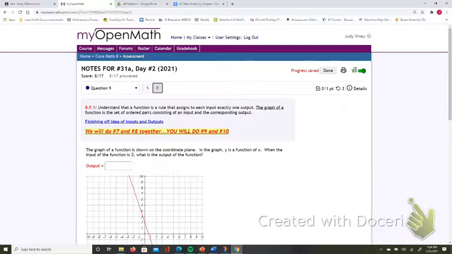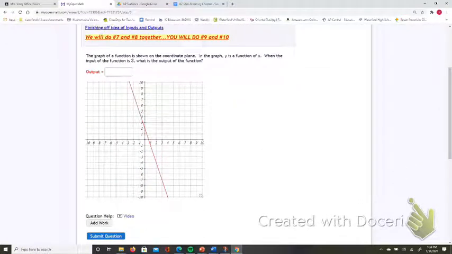Okay, now what I'd like you to do is I would like you to see if you can do this one. So this one says that the input is 3. Remember that this is your x, and you always want to go to your x. Your input is your x. So what I want you to do is pause the video, go to where x is 3, figure out what the y is, and then don't submit it. Start the video again to see if you're right, okay?